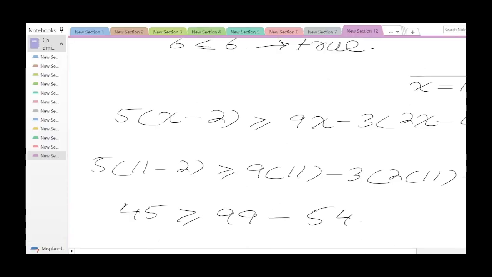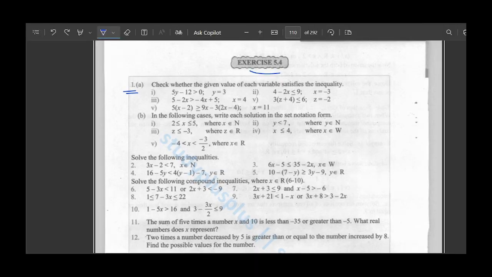Okay, so now let's move on to part B of question number 1. In the following cases, we need to write each solution set in set notation form. So here we have 2 is less than x is less than 5, where x belongs to the set of natural numbers. So we need to write this in set notation form.